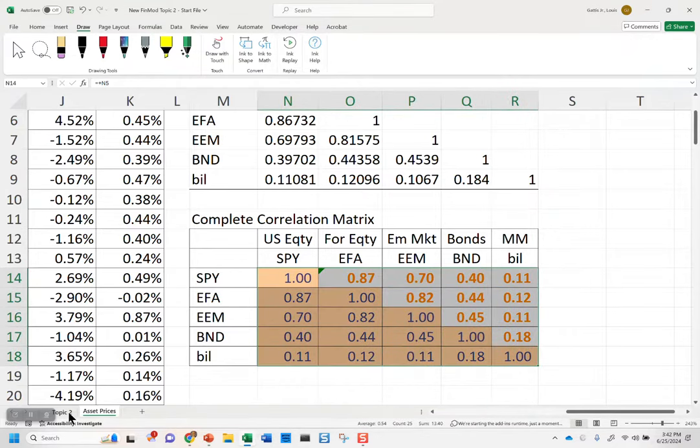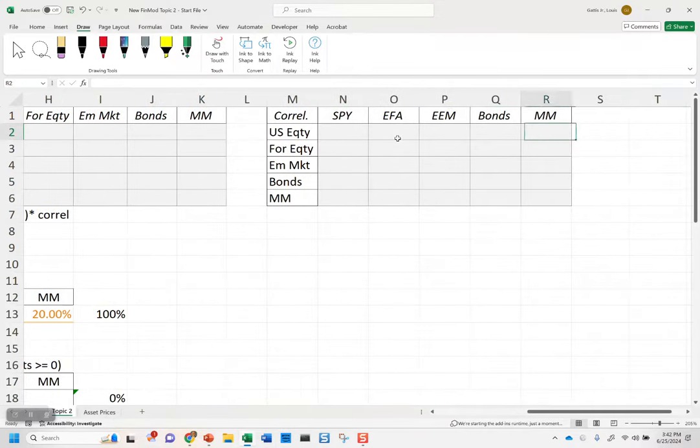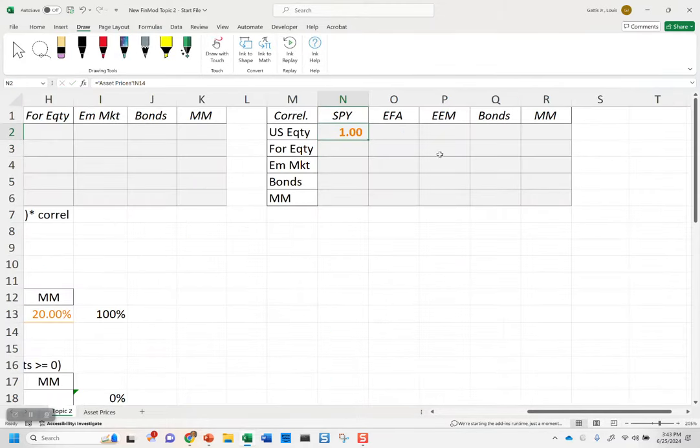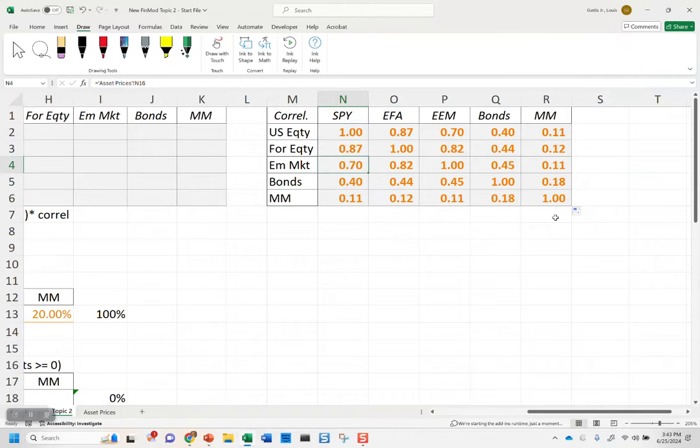I'm going to go back to the topic 2 workbook, and I just want to have a link to those correlations. So I just want to show you how you would create a correlation matrix from the raw data. So I'm going to go to N2 in my topic 2 workbook. I'm going to say equals, then I'll click on my asset prices, select that top correlation value in the correlation matrix, which is N14, hit enter, and then I'm just going to copy down and then copy over. Okay, so this is going to be a building block to calculate portfolio volatility. So now I have my correlations over here.